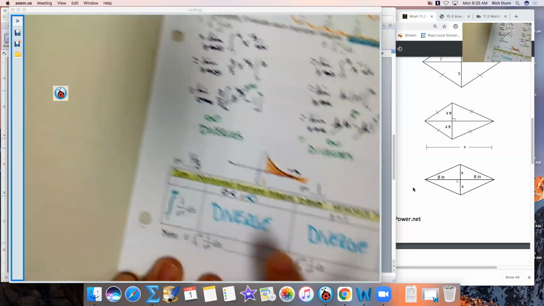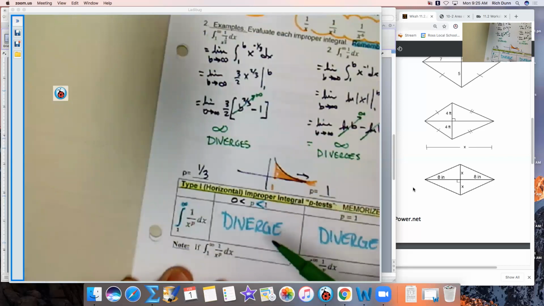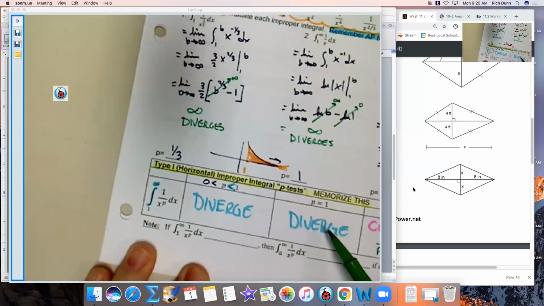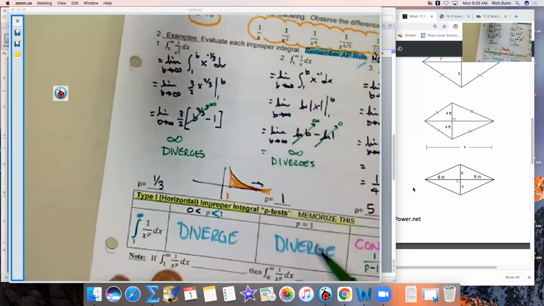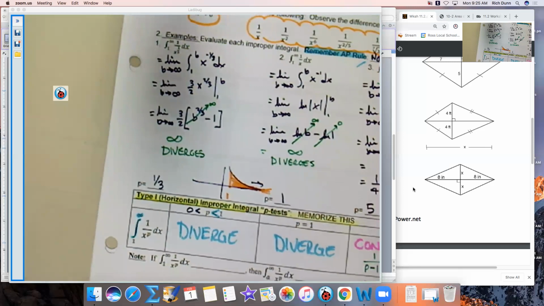When our p-value is between 0 and 1 and we're integrating from 1 to infinity, it's not going to close up fast enough for us, and we're going to diverge. If p equals 1, you can see we ended up with the natural log function, and that one will diverge.